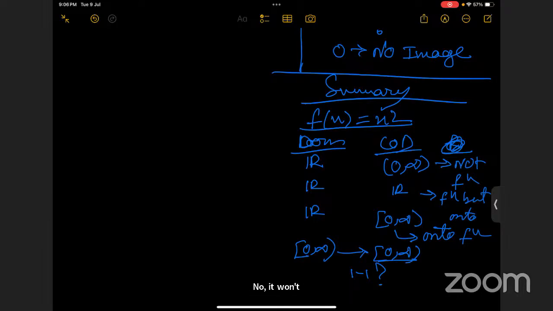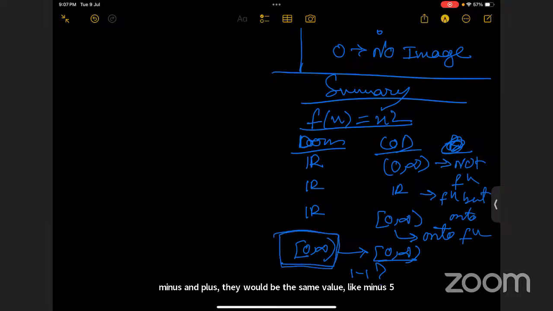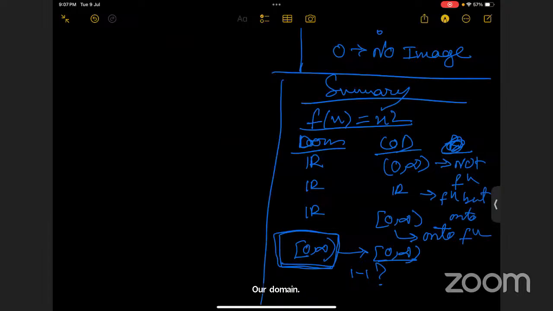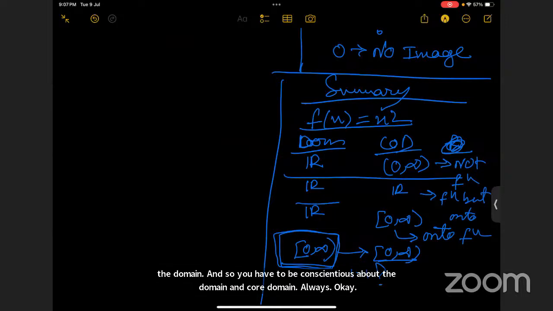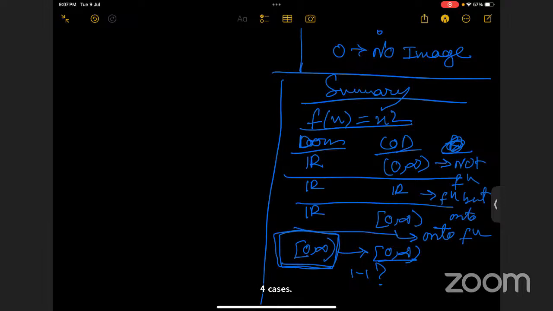Why? For minus 5 and plus 5, there would be the same value, 25. Our domain is 0 to infinity here, so you have to check. So whether the function is 1-1, onto, or even a function, depends on the domain and codomain. So you have to be very conscious about the domain and codomain always. Here I discussed 4 cases, so you have to be conscious about it all the time.